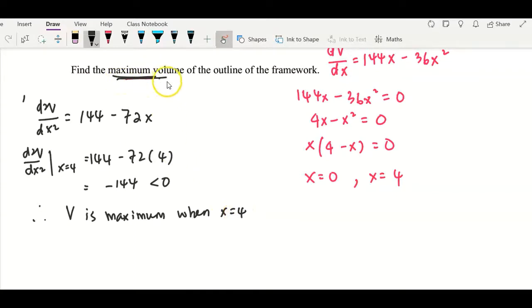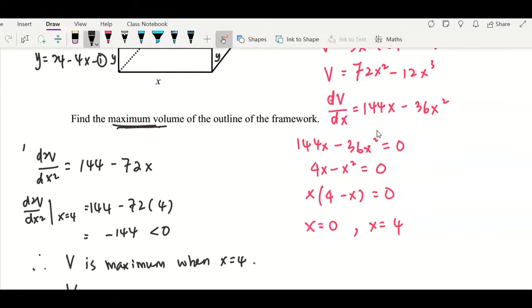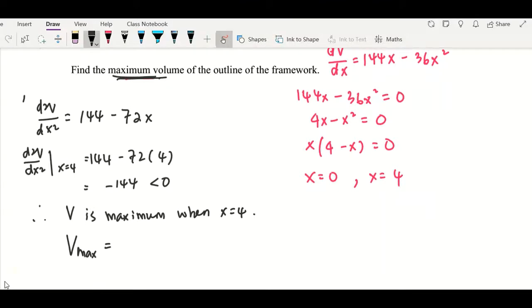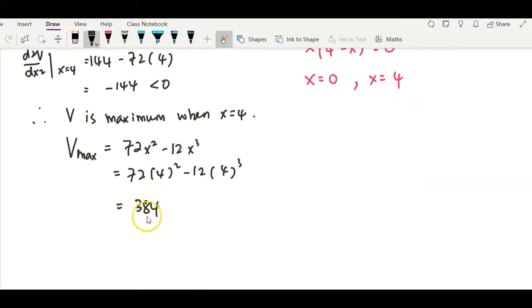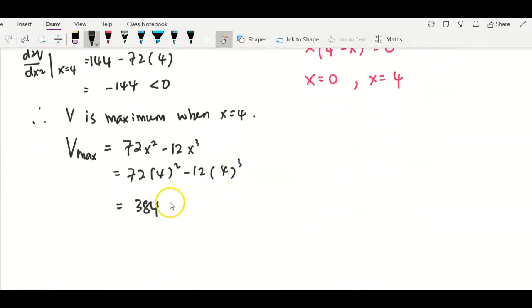And now we need to get the maximum volume of the framework. We are not interested in x equals 4. We actually want to find V maximum. So just put your x equals 4 into the expression of V, which is 72x squared minus 12x cubed. Substitute the 4 inside. Then that will be the maximum volume, which you will get V maximum to be 384, and the unit, okay, this is in cm, meaning that the unit should be cm cubed, because it's volume.